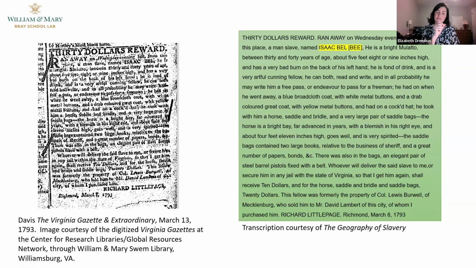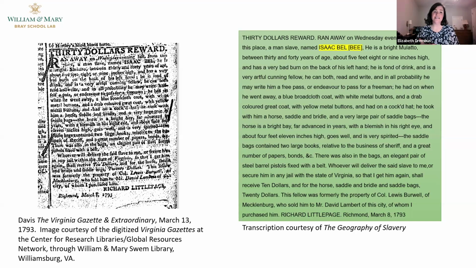We know that Isaac had been at the Bray School in Williamsburg. We know that he then went to Mecklenburg County with Lewis Burwell's family and household. And then, because we know from a bill of sale, we know that Isaac had been sold at some point to Mr. David Lambert, and then subsequently sold from David Lambert to Richard Littlepage and Samuel McCraw. And Isaac is self-liberating in 1793 from Richard Littlepage.